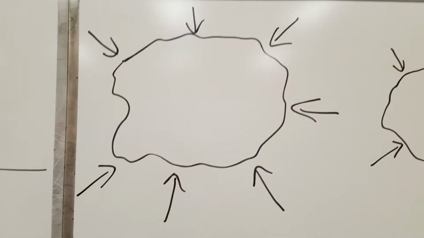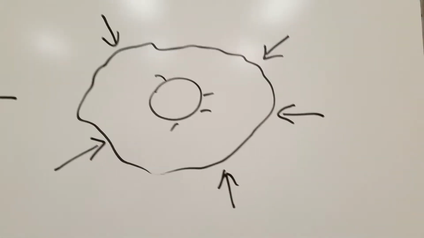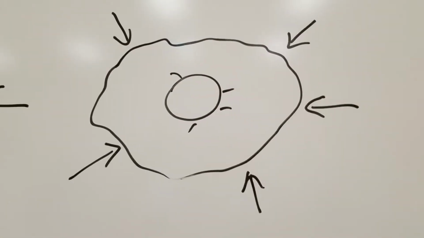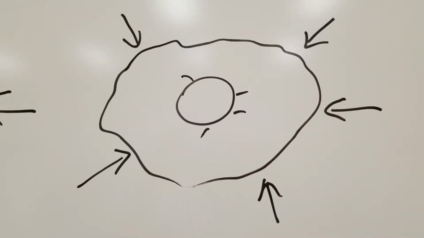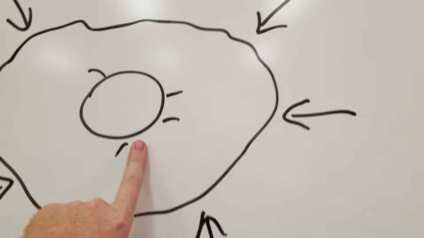That cloud is going to collapse, and as it collapses, it's going to get hotter and hotter and hotter. Now, the very center of the cloud will be the hottest and densest place, so it will start to glow. We call that central part of the cloud the protostar.